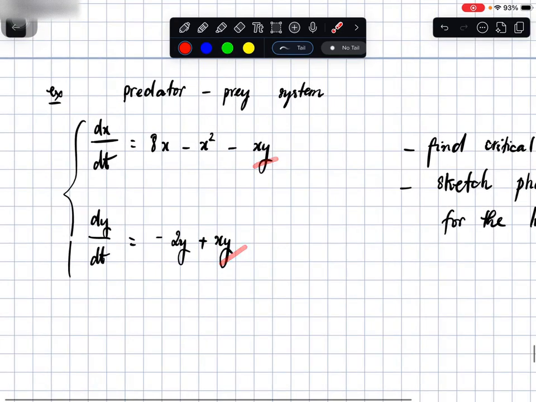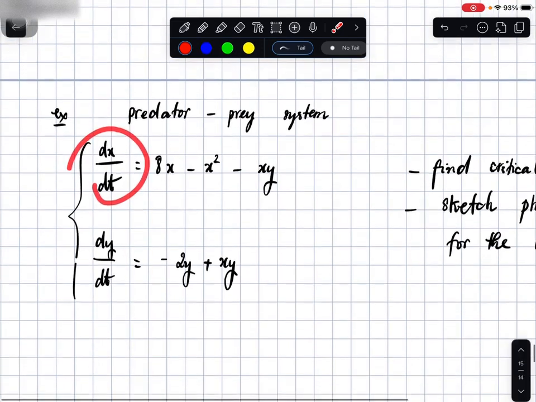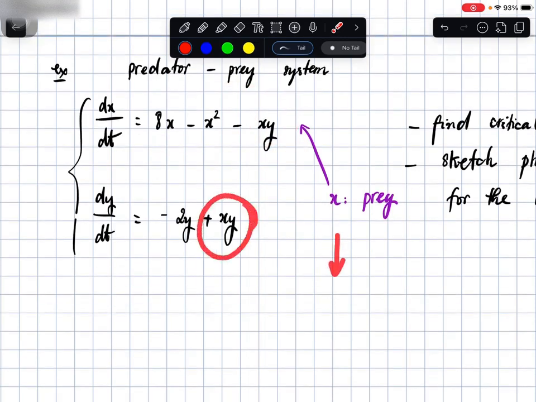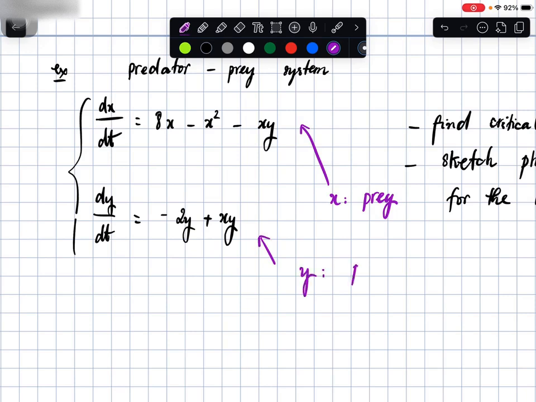So we see that for the x population, when y shows up and they interact, the population of x decreases. So we can tell x must be prey, because when y shows up, the population of x decreases. For the y species, when x shows up, the population of y increases, just plus something, y times x. So y represents the population of the predator.